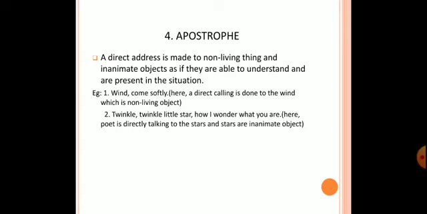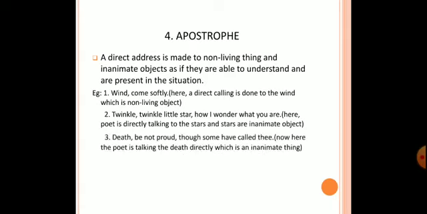So this is apostrophe. The next one is: death be not proud though some have called thee. Over here thee means God. So the poet is directly talking to death, saying that death, you are not supposed to be proud of yourself. Now we cannot directly communicate and talk with death. So this is called apostrophe.